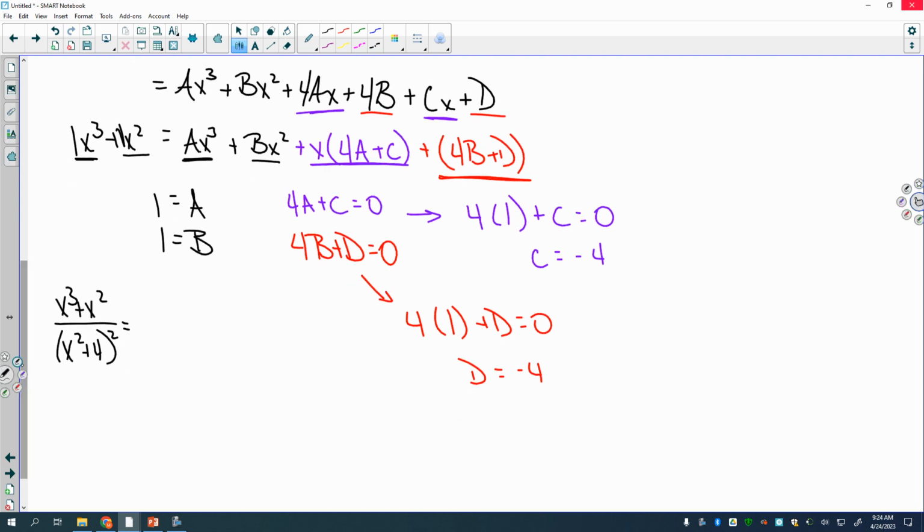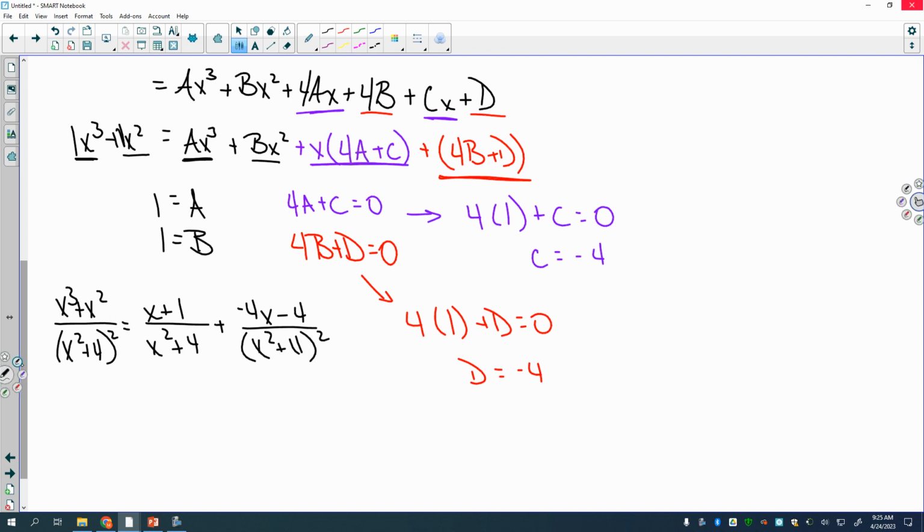as ax plus b plus cx plus d over x squared plus 4 squared.